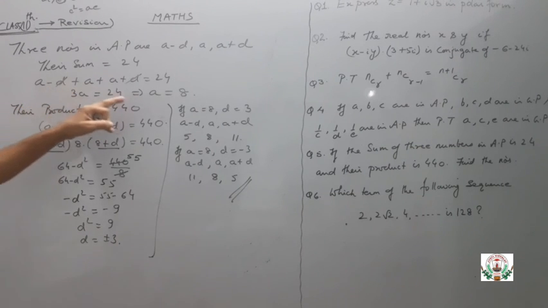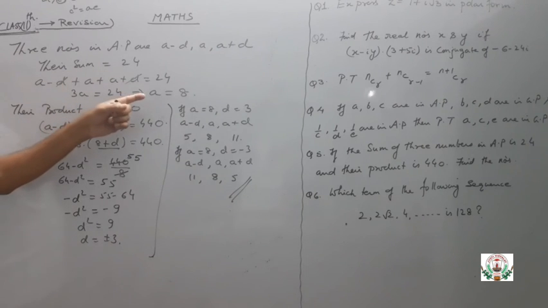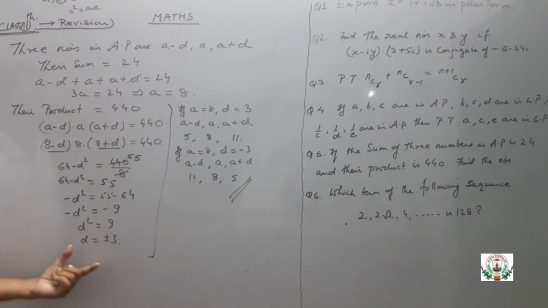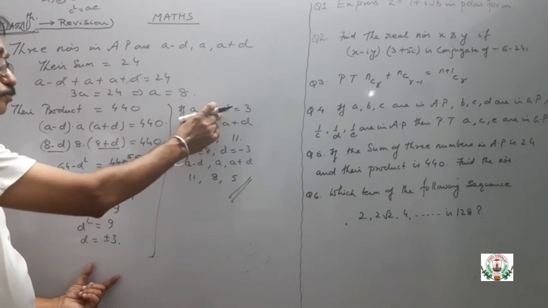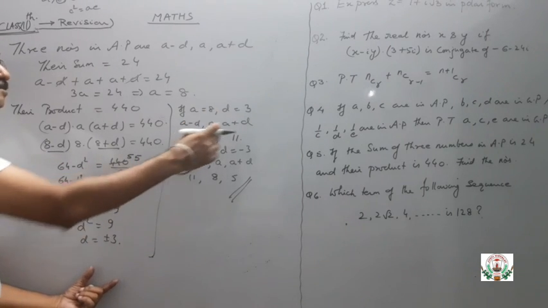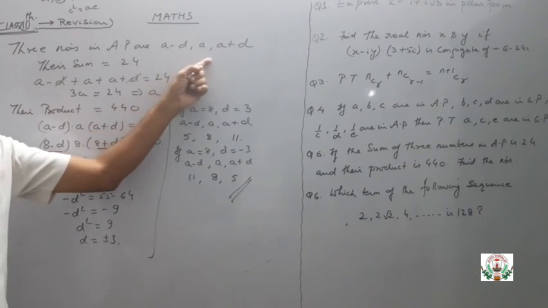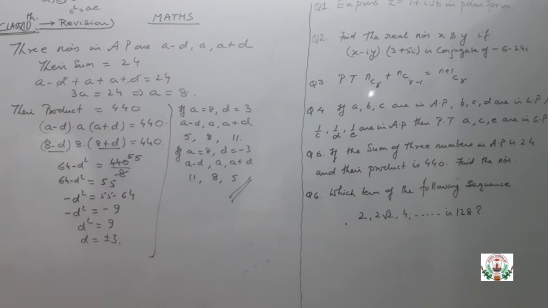When we add up, we get the value of the first term, and with the help of the first term, we can calculate the value of d. Two values of d are there, plus 3 and minus 3. So for both the cases of d, we have to get the value of these three numbers, a minus d, a and a plus d.